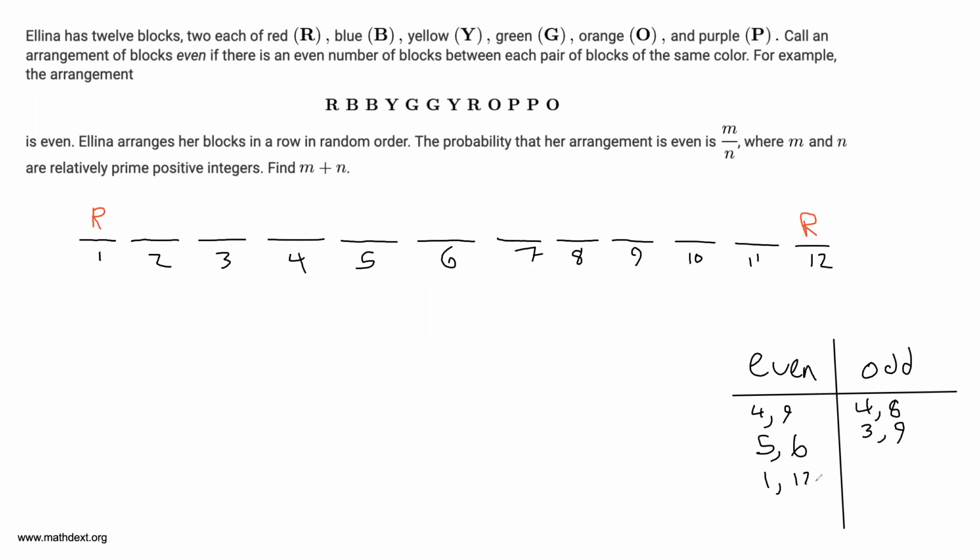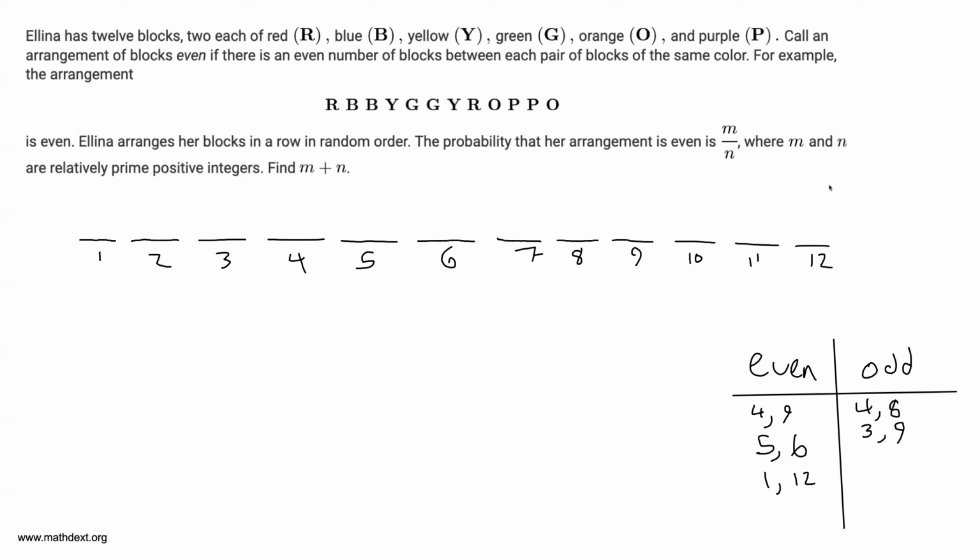And if you look at this table, you can see a pattern here. Every time 2 blocks have an even number of blocks between them, one of them is on an even number slot and the other is on an odd number slot. So you see the 4 is even, the 9 is odd, 5 is odd, 6 is even, 1 is odd, 12 is even. Every time you have an odd number of blocks between the 2 same colored blocks, you either have 2 evens or 2 odds that the 2 red blocks are on.